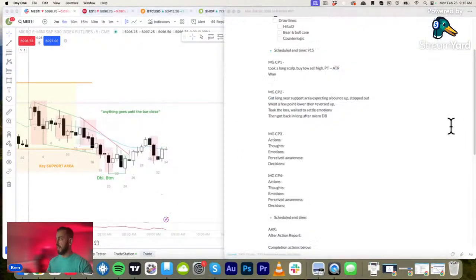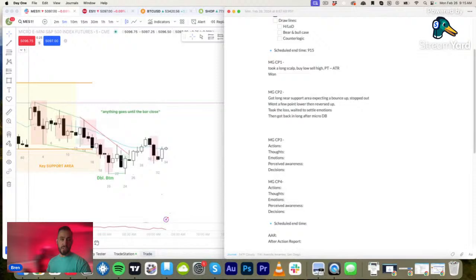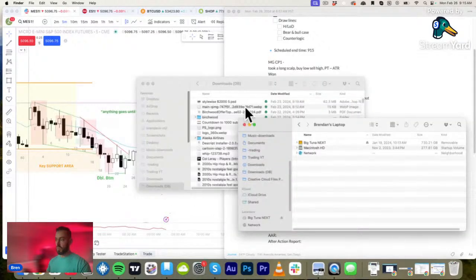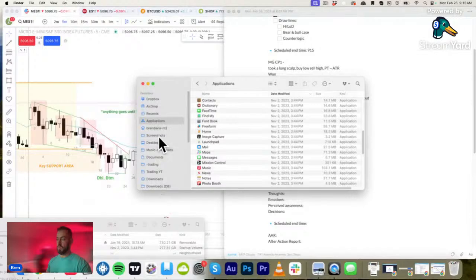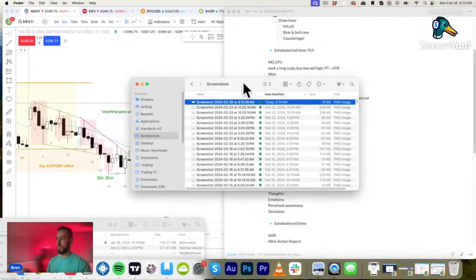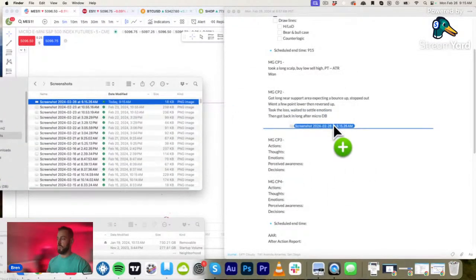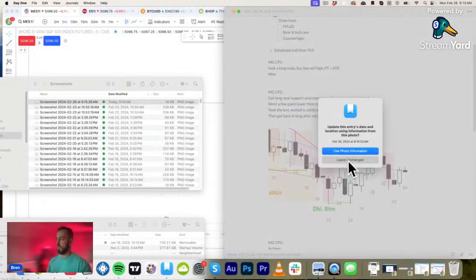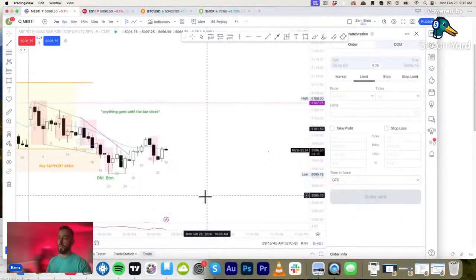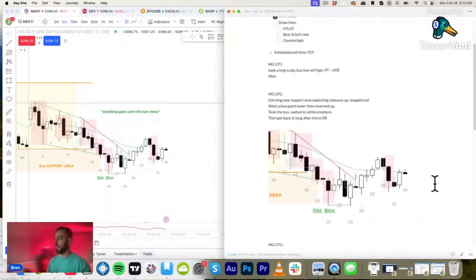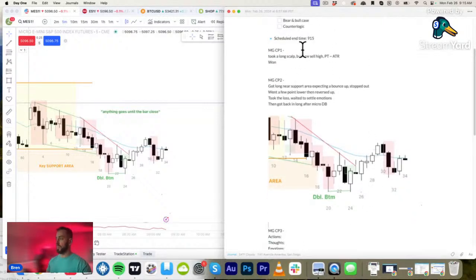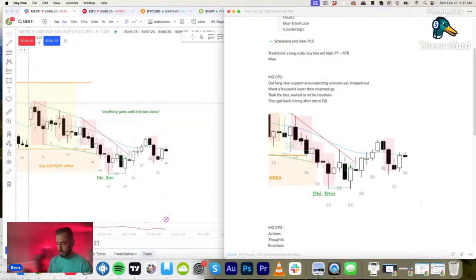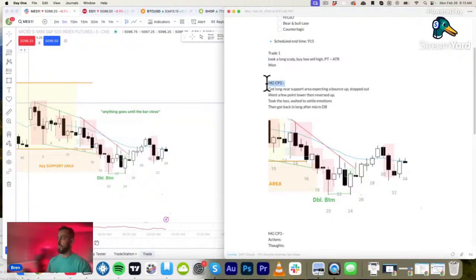Okay, and then I like to do screenshots for the trade journal. Do some screenshots, right? So this is what I'm talking about. So we'll say trade 1, trade 2 and 3.